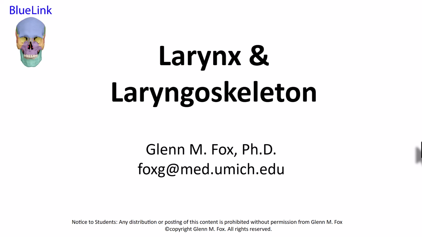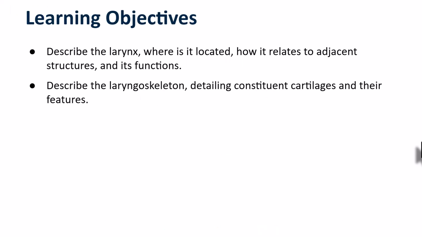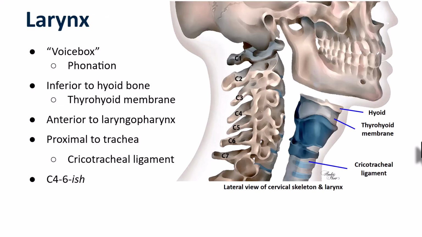Let's talk about the larynx and laryngoskeleton. In this video, we'll discuss the larynx, where it's located and how it relates to adjacent structures and its functions. We'll also go in detail into the specifics of the laryngoskeleton, looking at its constituent cartilages and their features. So let's begin with the larynx.